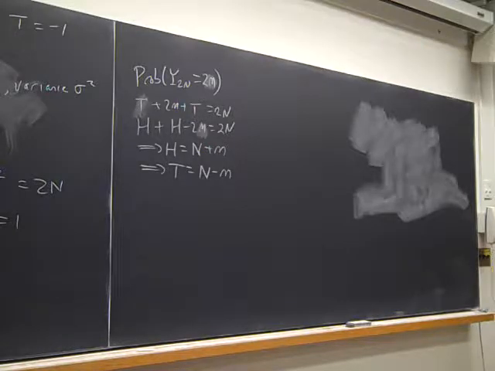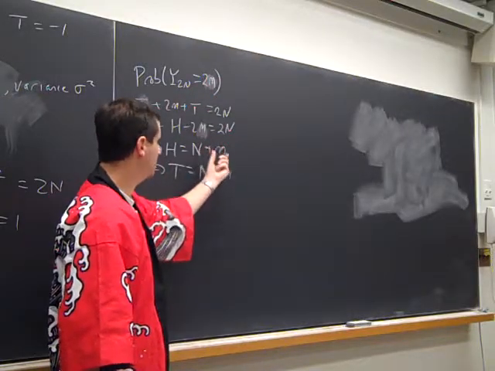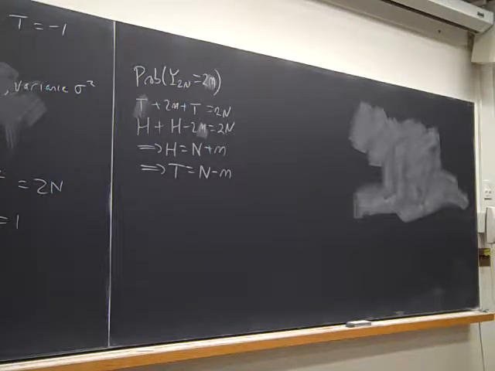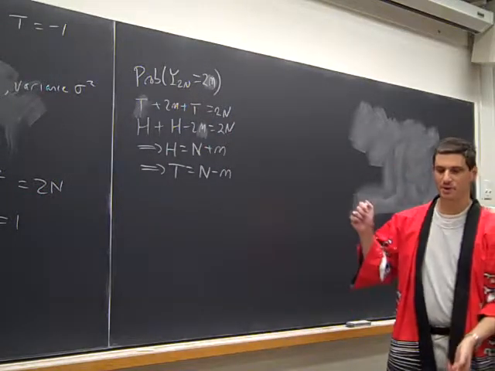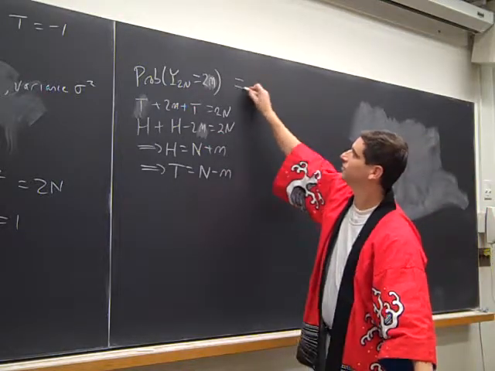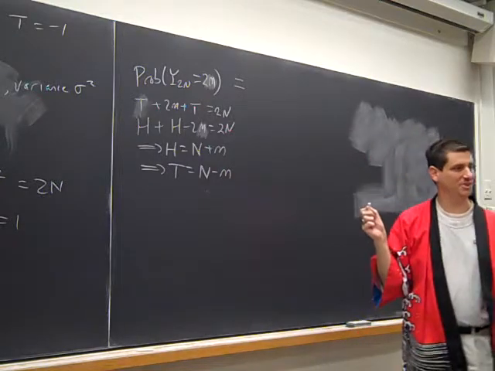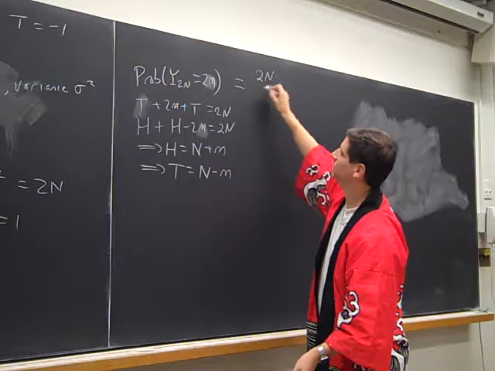Alright, so what's the probability that I have exactly 2m net? I've got n plus m heads, n minus m tails. I'm tossing a fair coin 2n times. What would that probability be? It's been a while since we've done it, but math is cumulative. Yes. Should be a binomial. So which binomial? So what's the top of the binomial? Yes. 2n choose either n plus m or n minus m.